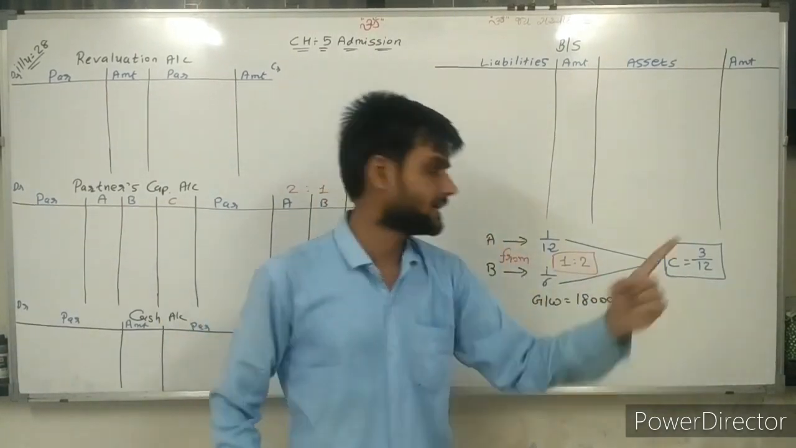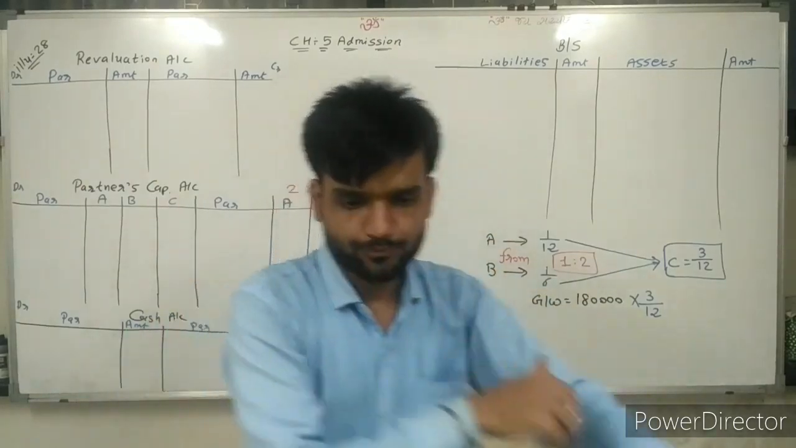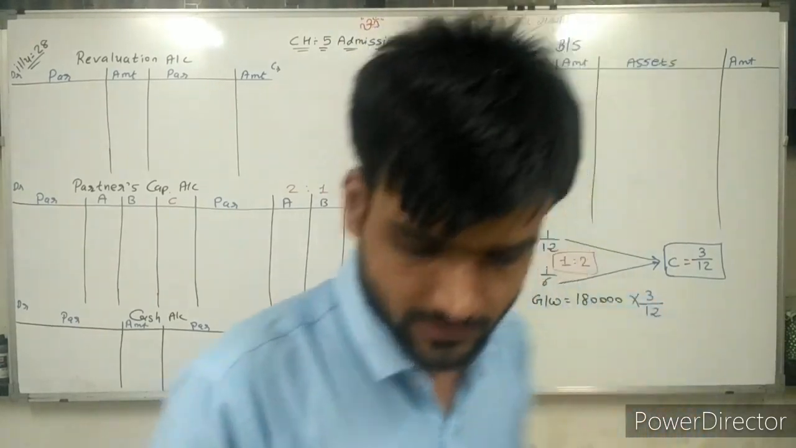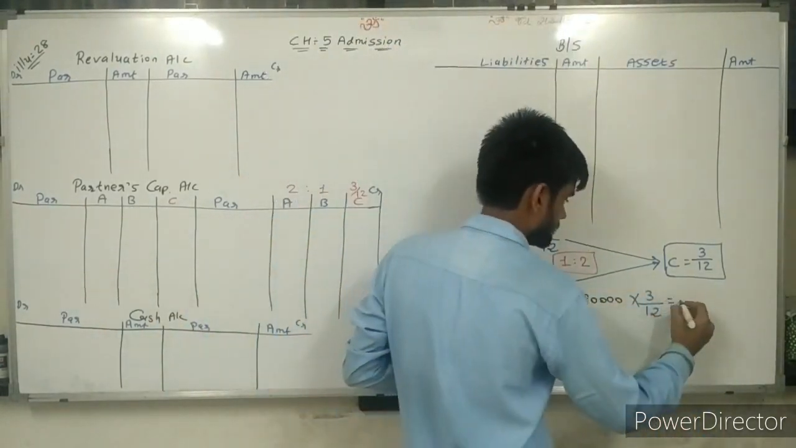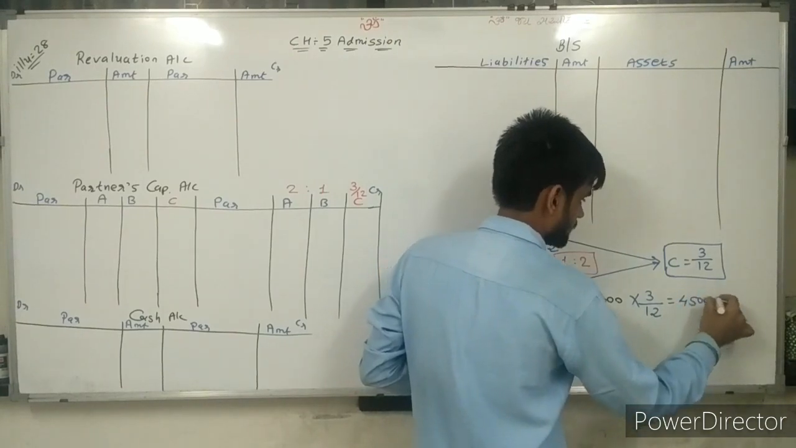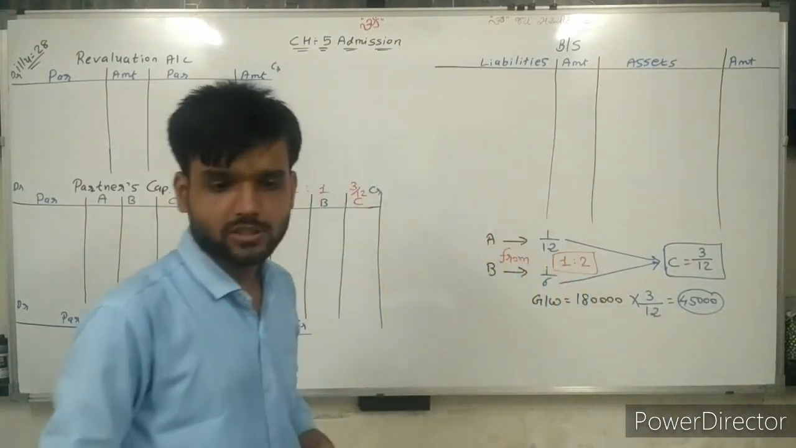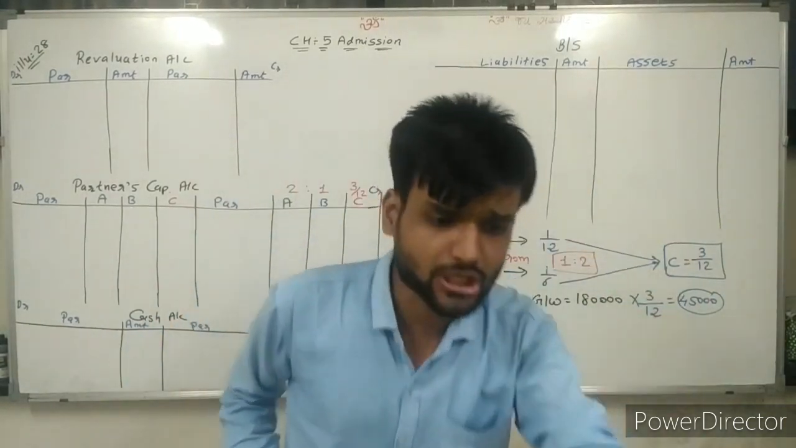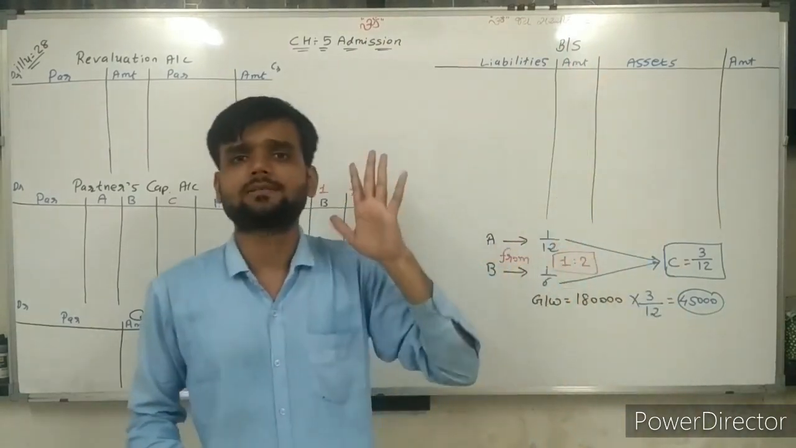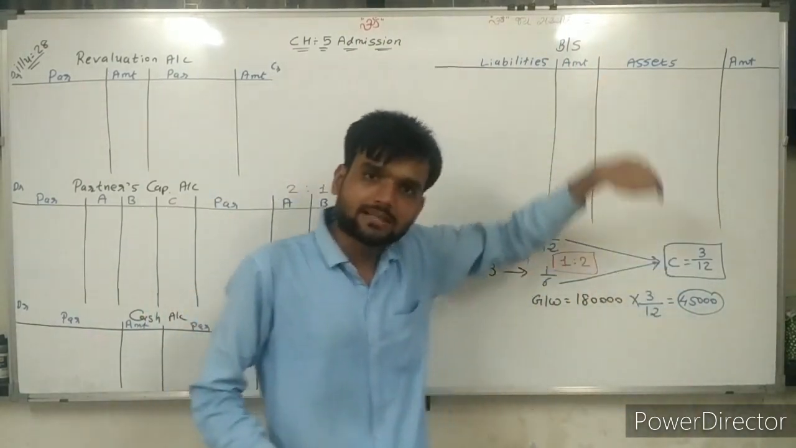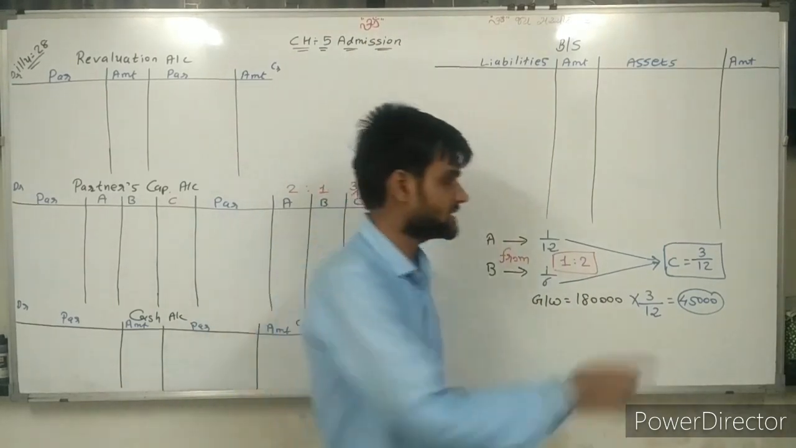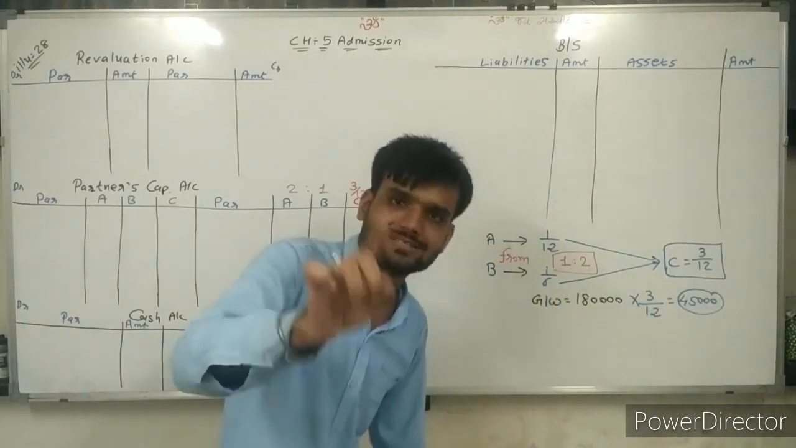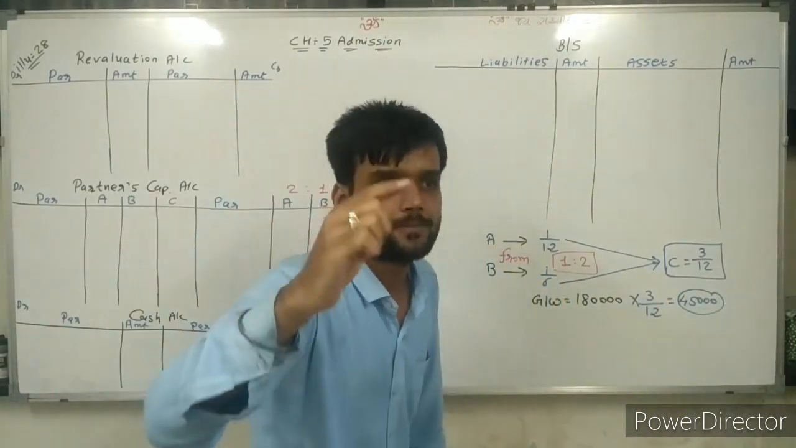That amount is brought by C. So if you multiply it with goodwill, then 45,000 will be the amount. This 45,000 goodwill amount is brought by C in the business. Here it is not clarified how many rupees are brought by C, but his share is given. It means his share is 3 by 12, goodwill amount 1,80,000 into 3 by 12, 45,000 brought by C in the business.